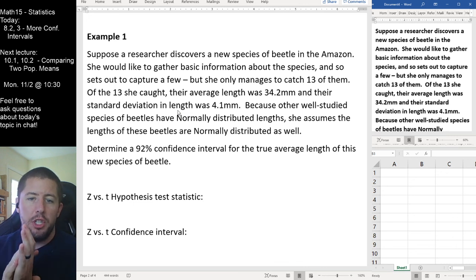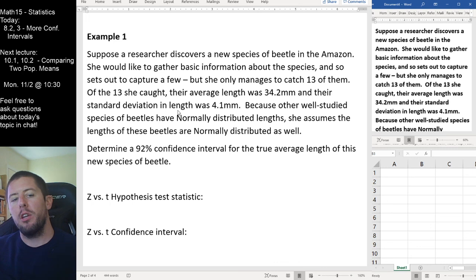Of the 13 that she caught, their average length was 34.2 millimeters, and their standard deviation in length was 4.1 millimeters. Because other well-studied species of beetle have normally distributed lengths, she assumes the lengths of these beetles are normally distributed as well. We would like to determine a 92% confidence interval for the true average length of this species of beetle. So let's talk through a couple things that we just saw right here.